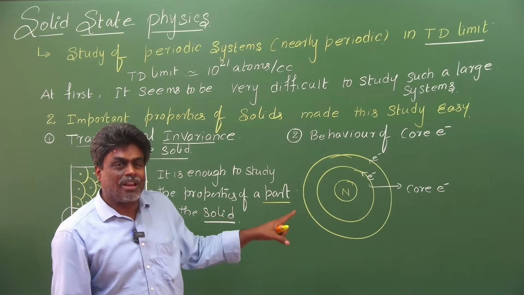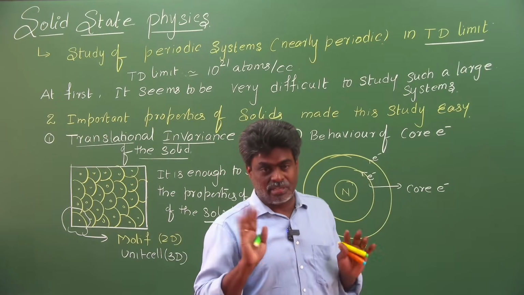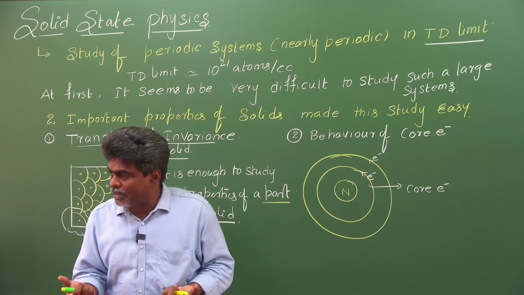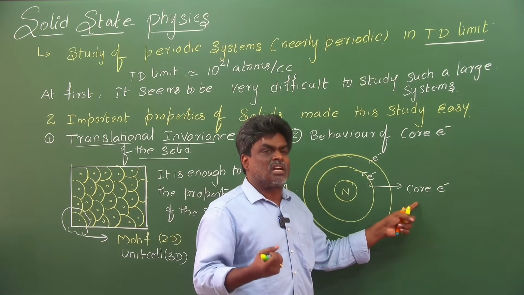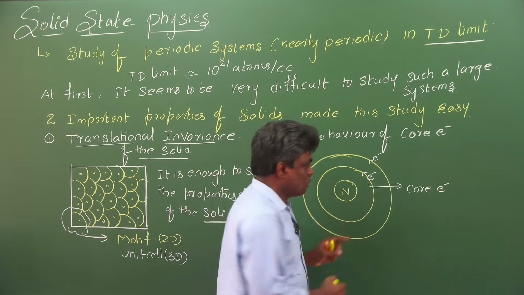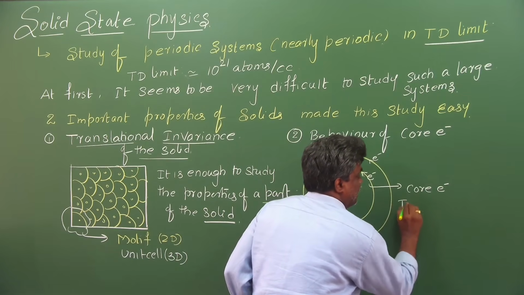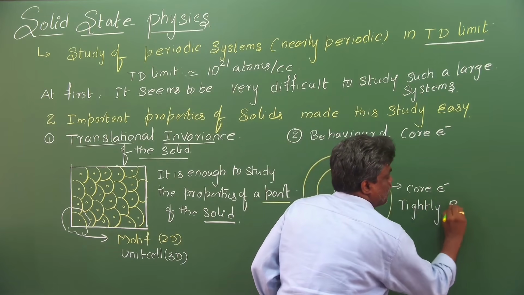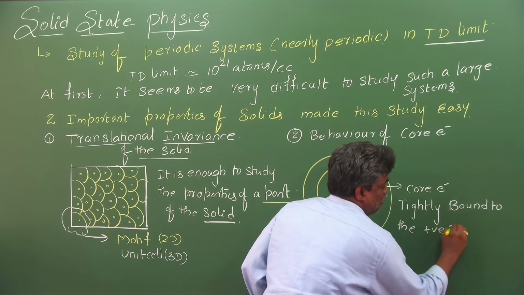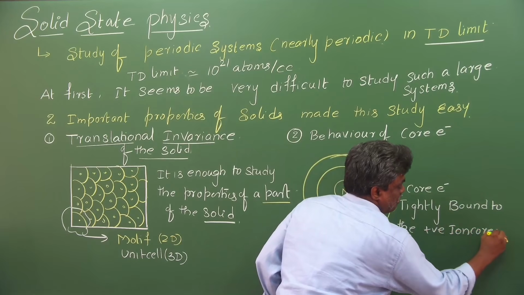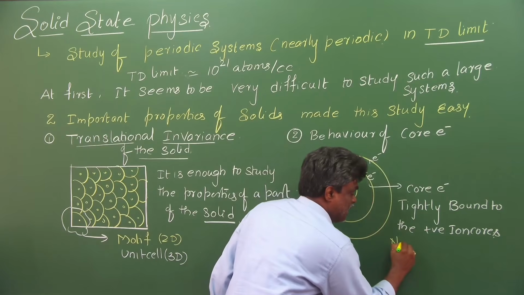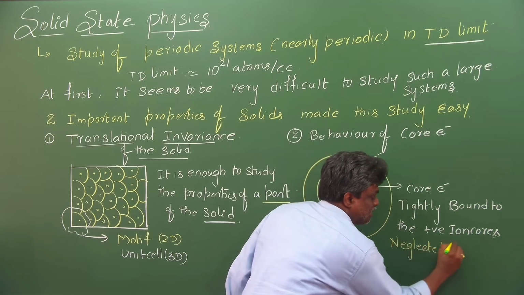Unfortunately, these core electrons are not participating in the bonding. Why are they not participating? You should know the reason. Simple. These core electrons are tightly bound to the nucleus, or the positive ion core, you can say. That's why we neglect the dynamics of these core electrons.